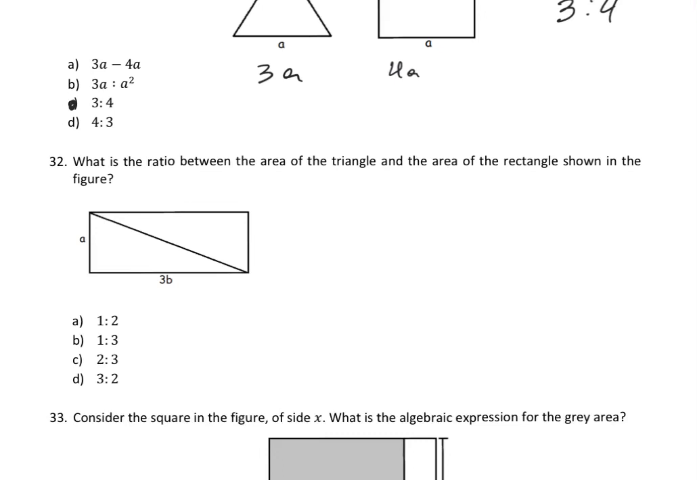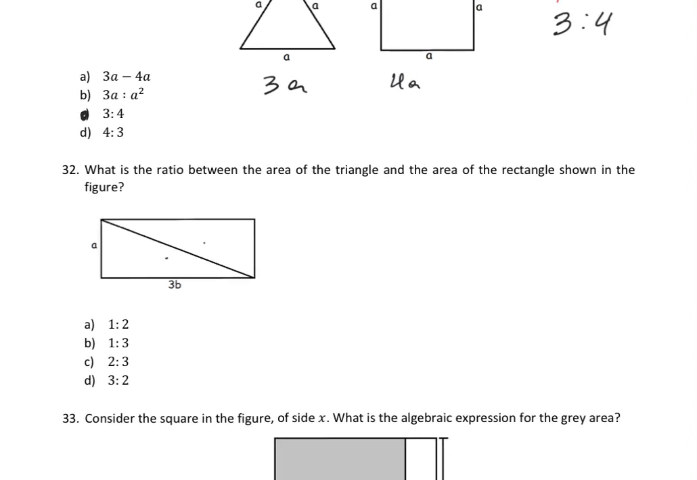What is the ratio between the area of the triangle and the area of the rectangle shown in the figure? How many times does the triangle fit inside the rectangle? 2 times, one here and one here. So what is the ratio? The triangle is 1 and the rectangle contains 2. So the ratio is 1 to 2.